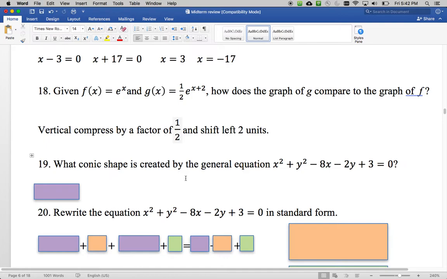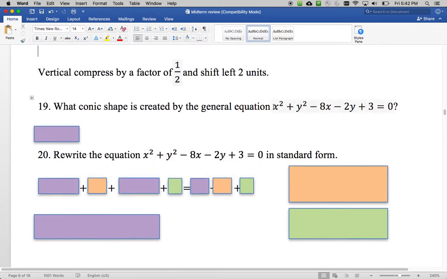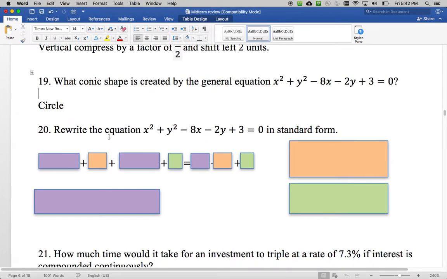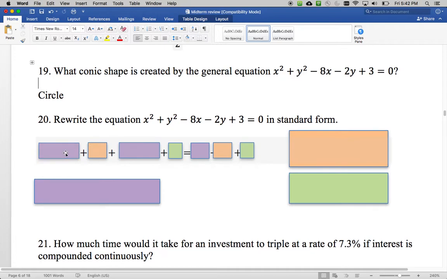What conic shape is created by the general equation? So my A is positive 1, my C is positive 1. That's going to tell me that I have a circle. And then they want me to rewrite the equation in standard form. So let me see. Why do I have purple? Okay, the first thing we want to do is separate our x values and our y values. So I've got x squared minus 8x and y squared minus 2y together. And then my constant term, the 3, I move to the other side of the equation.